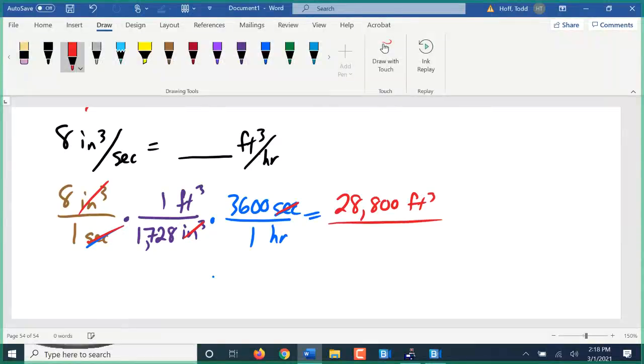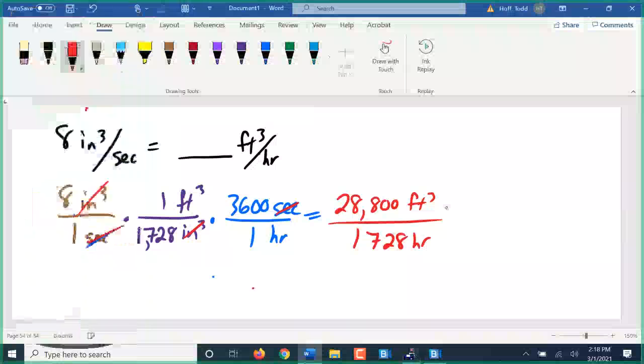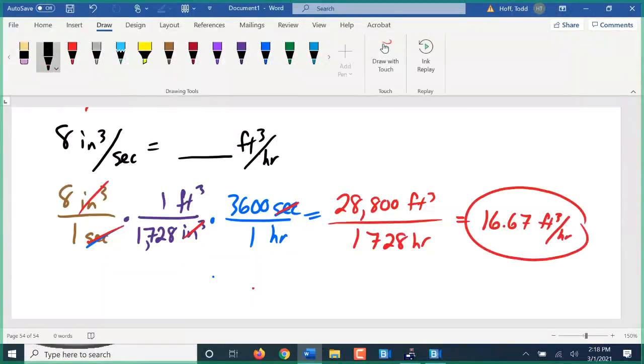On bottom, 1 times 1728 times 1 hour is 1,728 hours. That gives $16.67 per hour. It's actually a pretty rapid rate.